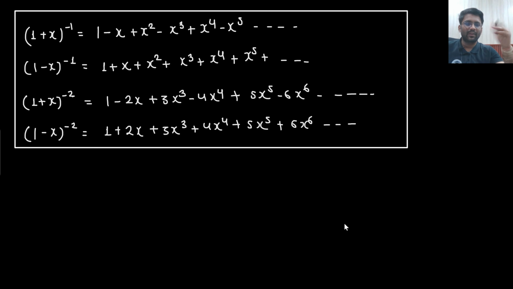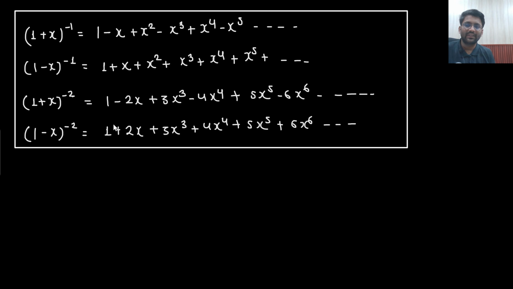1 minus x plus x square minus x cube plus x to the power 4. And here the coefficient was 1 only, so no change in coefficient. Then 1 plus x square plus x cube plus x to the power 4 and so on. Then this minus 2 comes inside, 1 minus 2x. Then plus minus is followed.